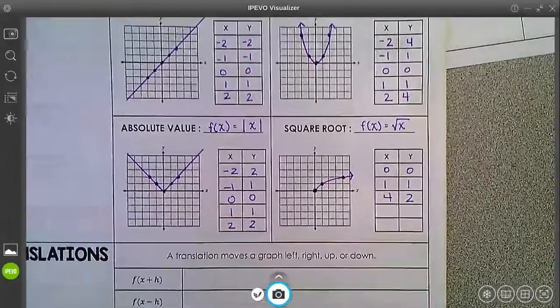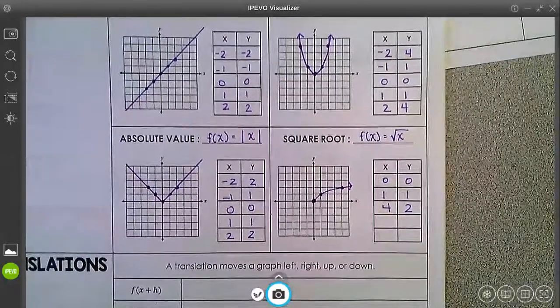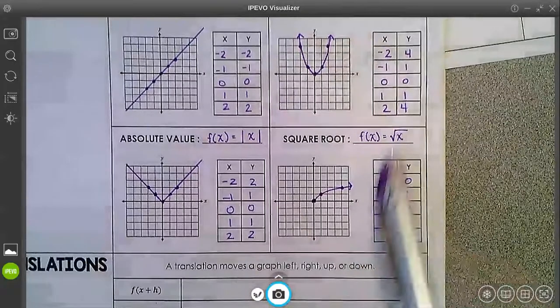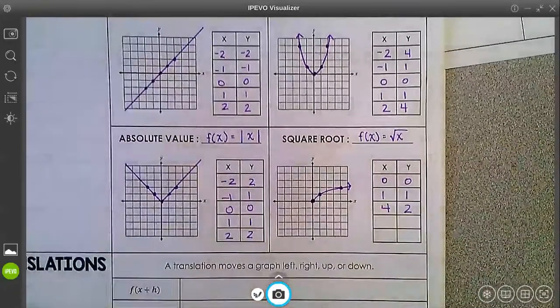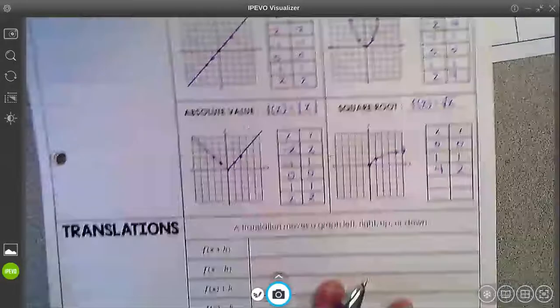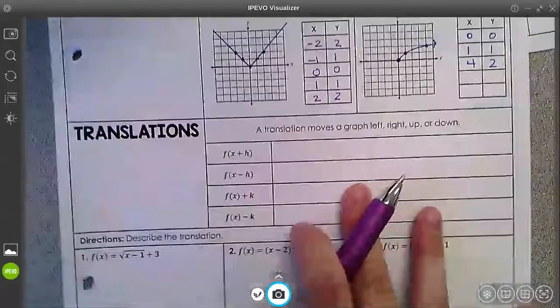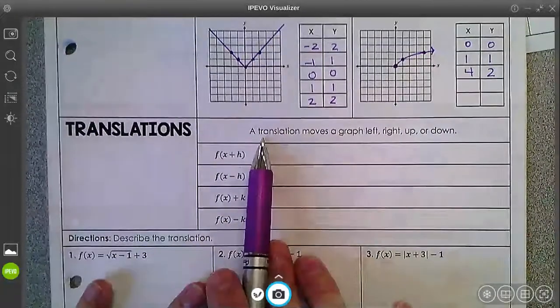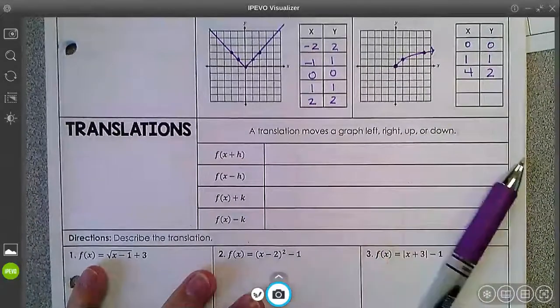So when you see a function, you've got to be able to recognize which of these 4 it is. If you see absolute value bars, it's absolute value. If you see a square root, it's a square root function. If you see a squared, it's a quadratic function. But there's going to be some things added or subtracted that cause it to transform. So the first transformation is a translation, which just moves it, it slides it.